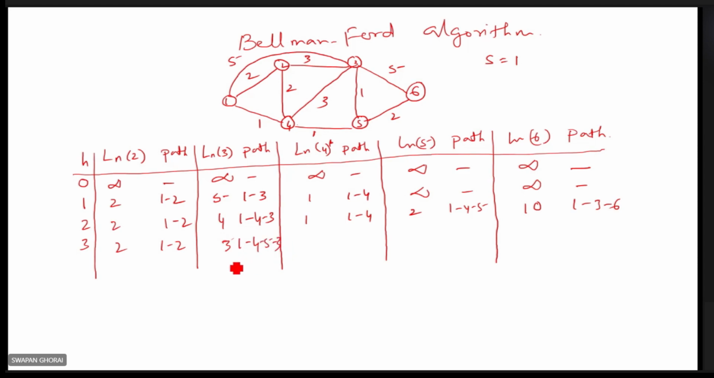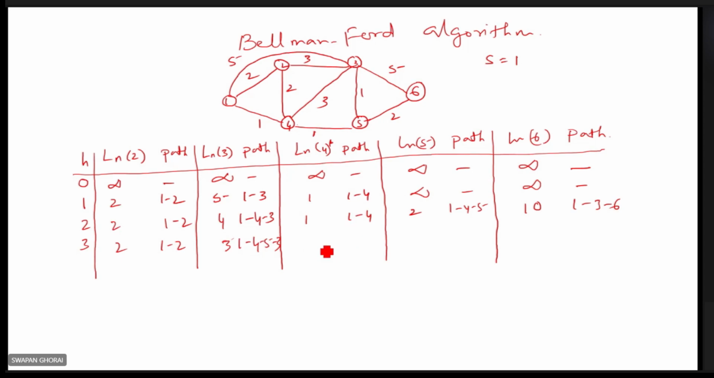This one? Is it clear? Yes, sir. 3 hops. The 3 hops are there. So any other 3 hops path if you consider, that will be more than 3. Right. So it is the minimum one. 1, 4, 5, 3. Right.